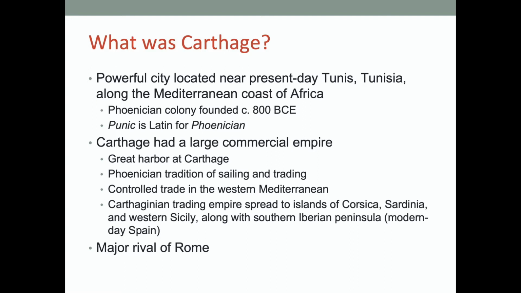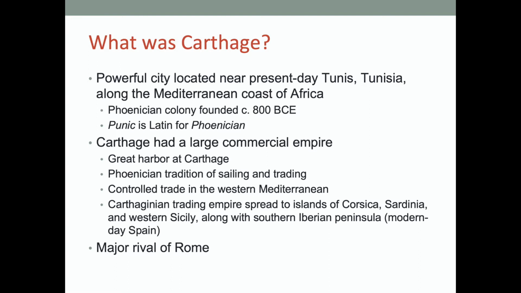And they're known as the Punic Wars because the word Punic in Latin means Phoenician. And as we know from the Aeneid, Dido, the leader of Carthage, the woman who founded Carthage, is a Phoenician. So what was Carthage? Carthage was a powerful city located near present-day Tunis in Tunisia along the Mediterranean coast of Africa. It was a Phoenician colony founded around 800 BCE, and as I just said, Punic is the Latin for Phoenician. Carthage had a large commercial empire.